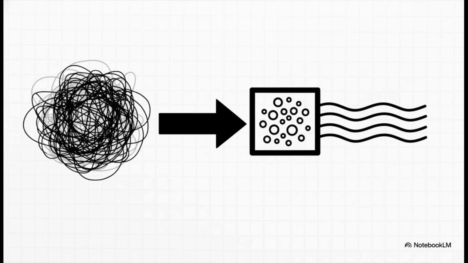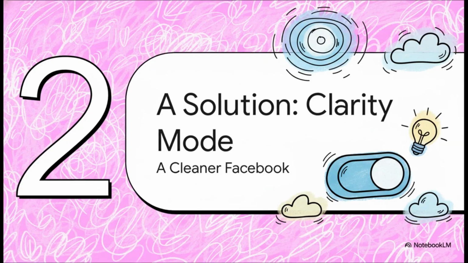But what if we could just strip all of that noise away? What if we could redesign Facebook to be clear, simple, and actually respectful of our attention? Let's explore a proposed solution, a brand new feature we're calling Clarity Mode. Think of it as a single switch that you can flip to bring some serious calm to all that chaos.